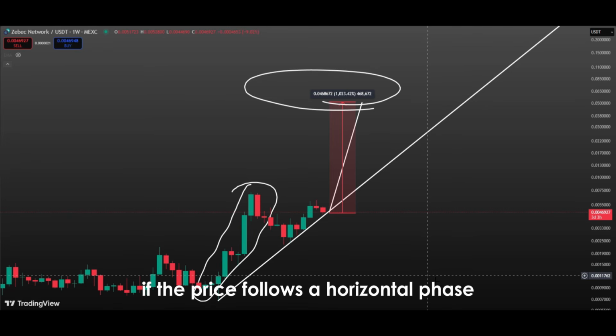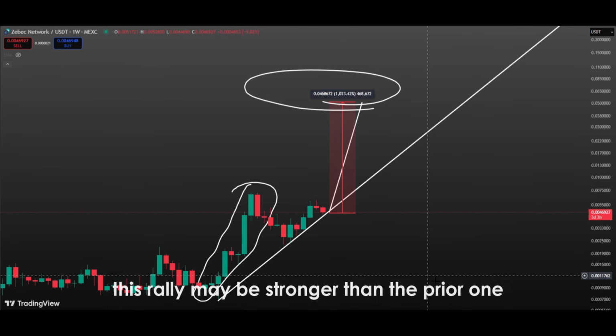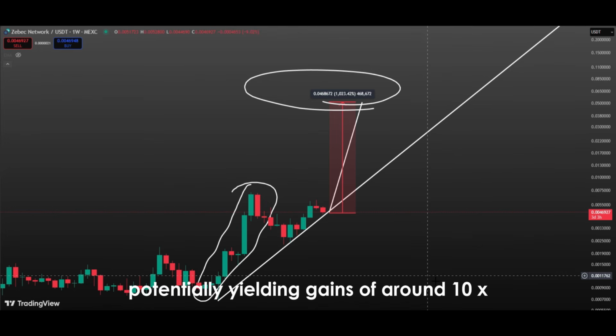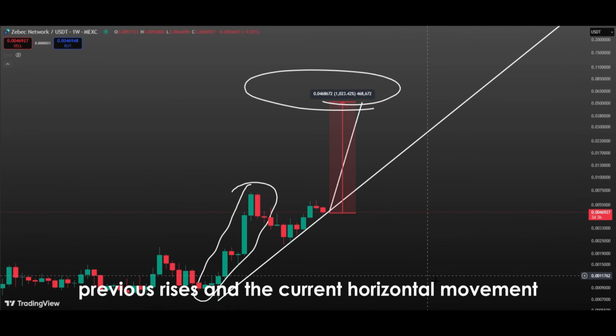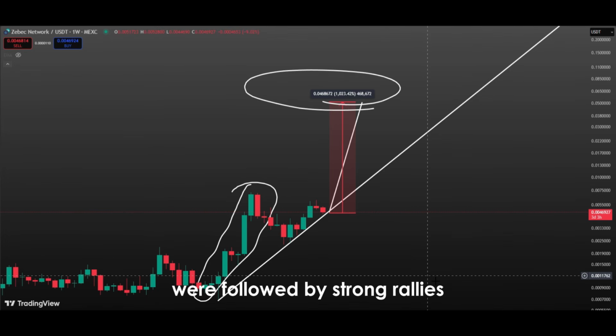If the price follows a horizontal phase with a movement similar to the previous rise, this rally may be stronger than the prior one in terms of both volume and momentum, potentially yielding gains of around 10x. Previous rises and the current horizontal movement provide investors with important clues for predicting price behavior. If similar horizontal movements in the past were followed by strong rallies, investors adjust their positions according to this pattern.